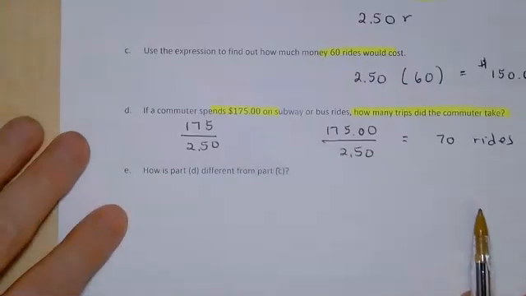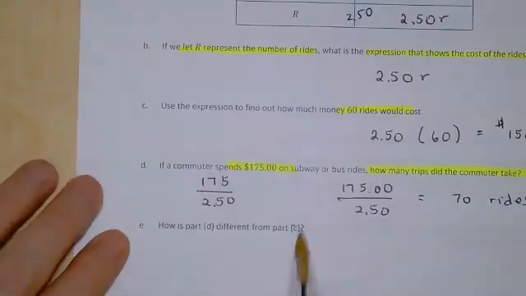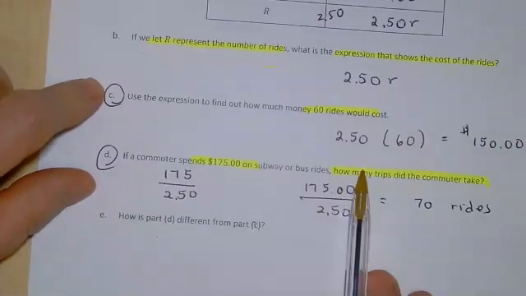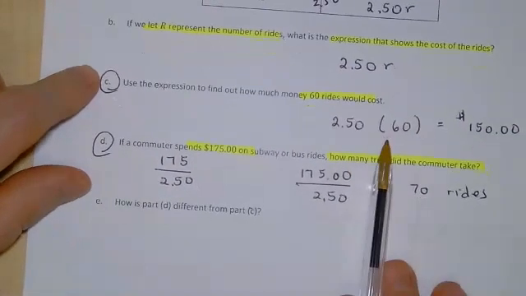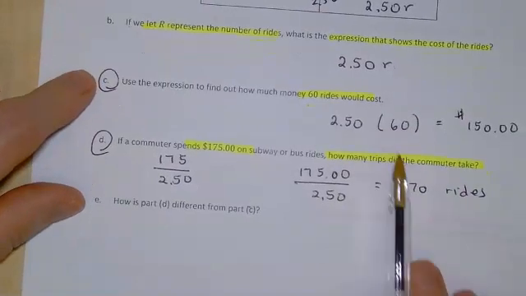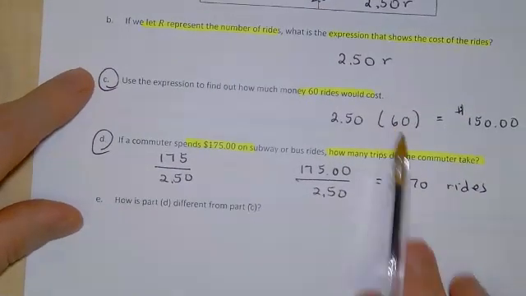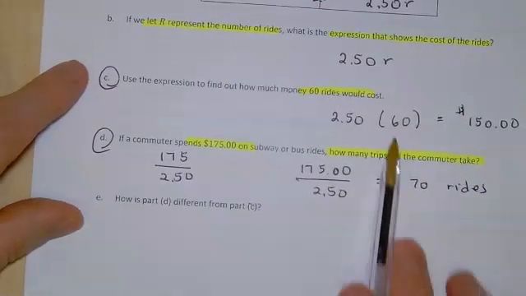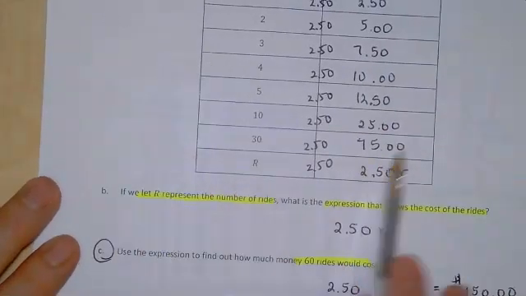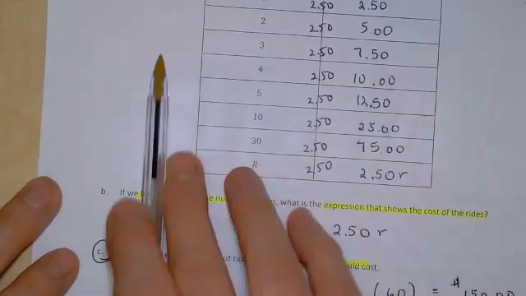Here's the next question. How is D different than C? Please raise your hand. What did we do in C and what did we do in D? Olivia? So we multiplied here and we divided here. And how do you know which to do? Depends on which direction you go, right? So, am I going this way? Am I going this way?